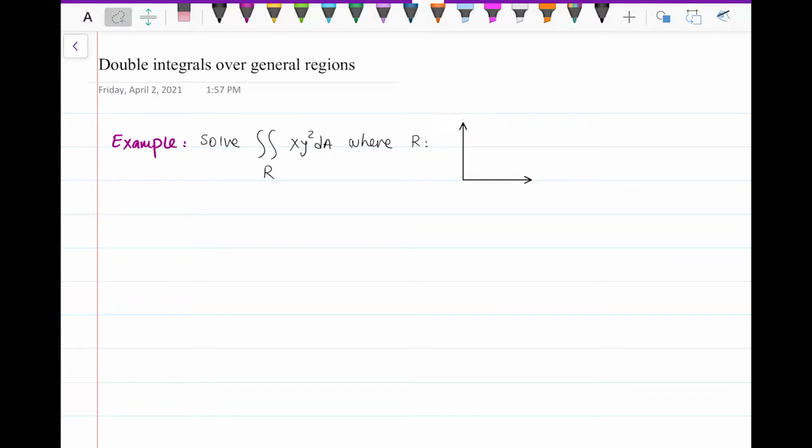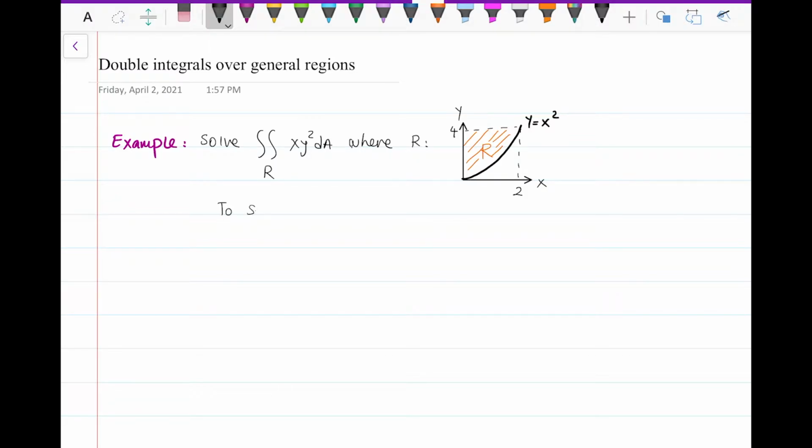Let me bring this one a little. So x-axis, y-axis. This is the graph of the parabola y equals x squared. And this is x equals 2. The region R is here. And this is y equals 4. So that's the region R.